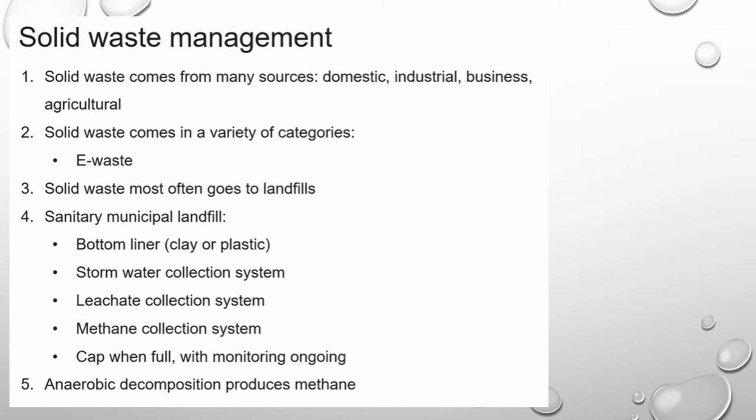Okay, here's a sneak peek at an AP Classroom video of all the things that I just taught you, about where solid waste comes from. So cover it up and see if you can answer by not looking. Solid waste can come in a bunch of categories, including e-waste. It most often goes to landfills. And what are the parts of the municipal landfill, the sanitary municipal landfill? And then remember, anaerobic decomposition produces what? Methane.